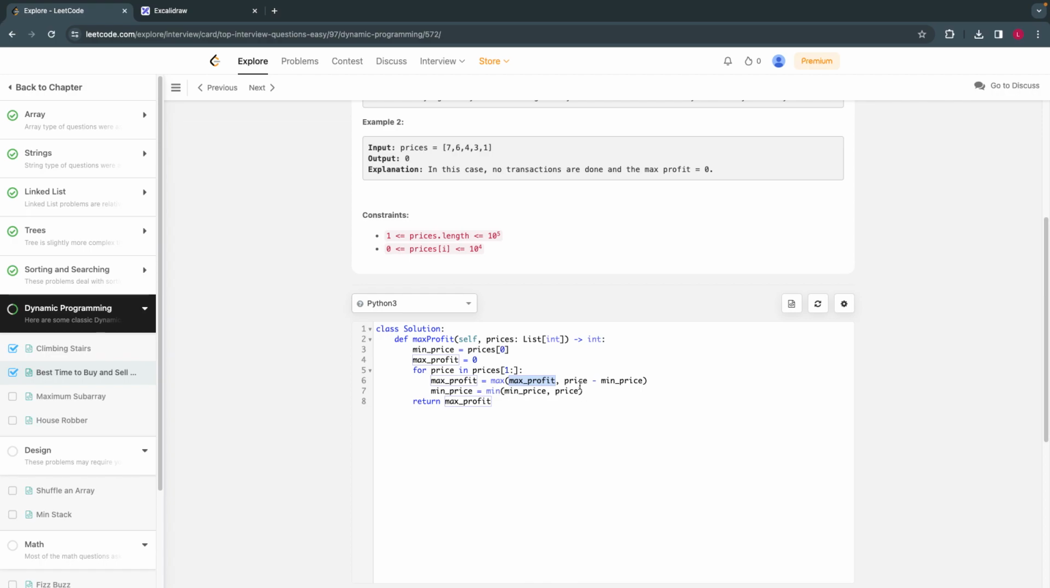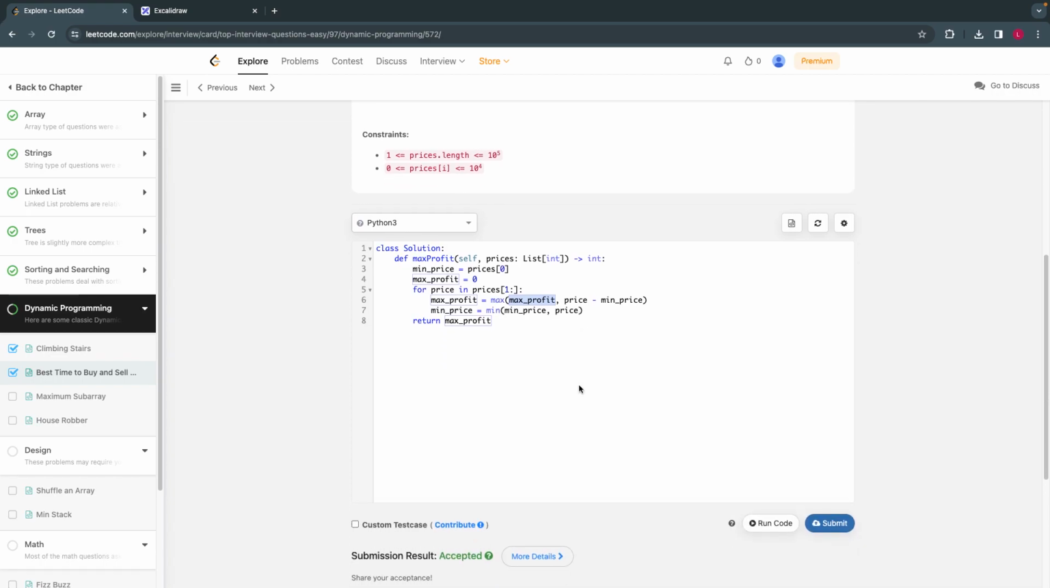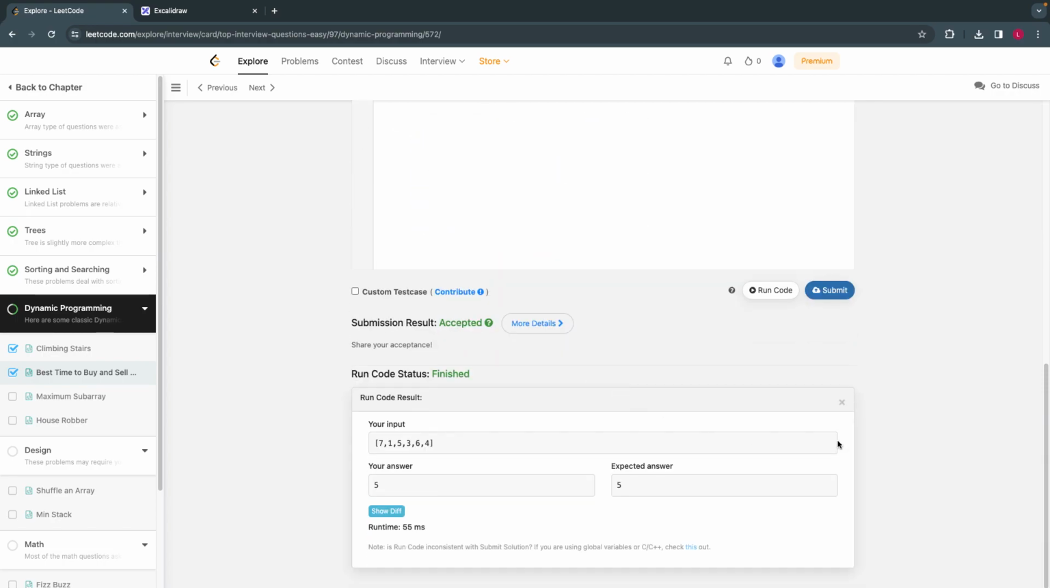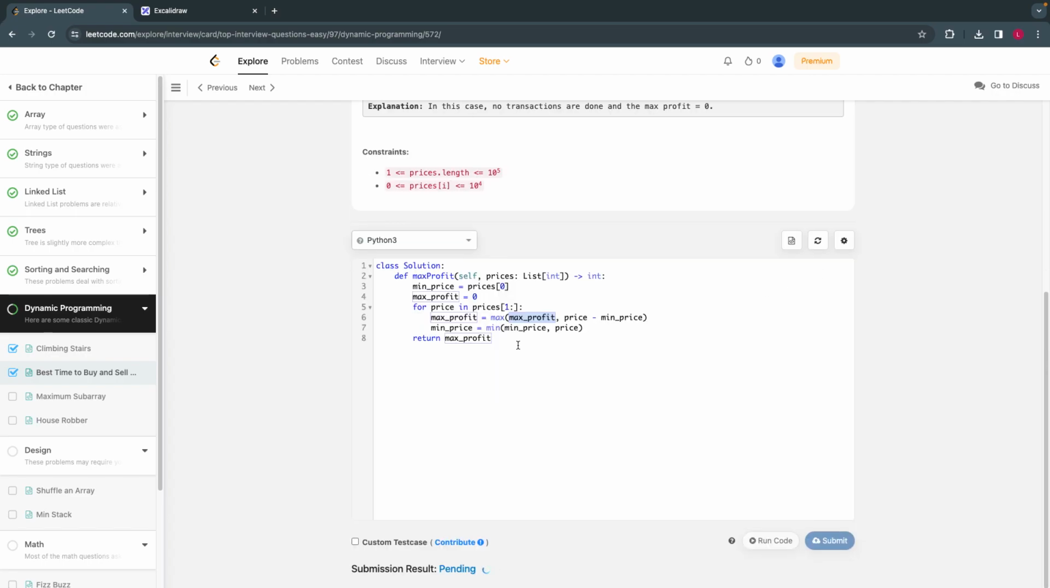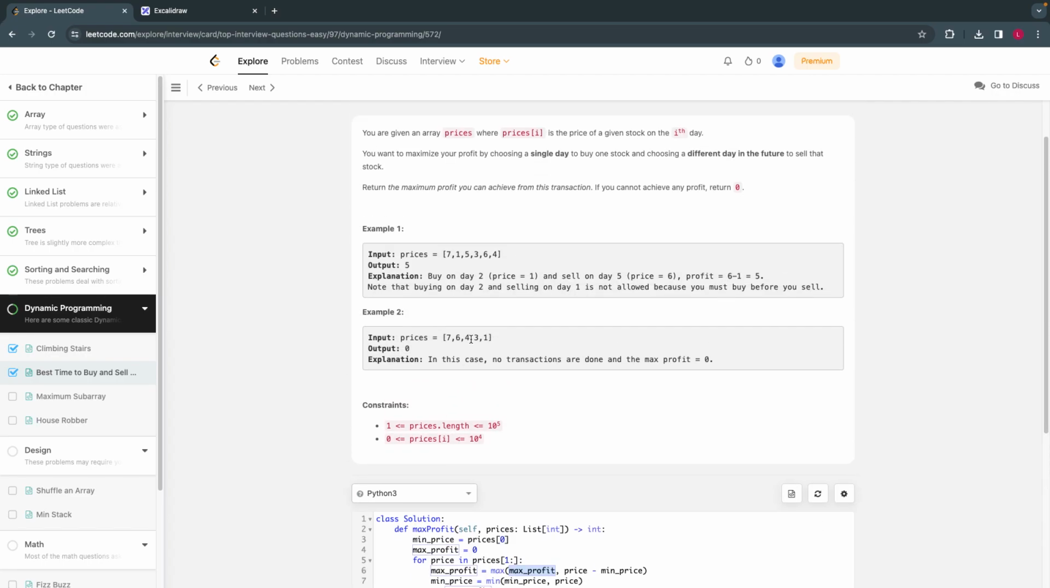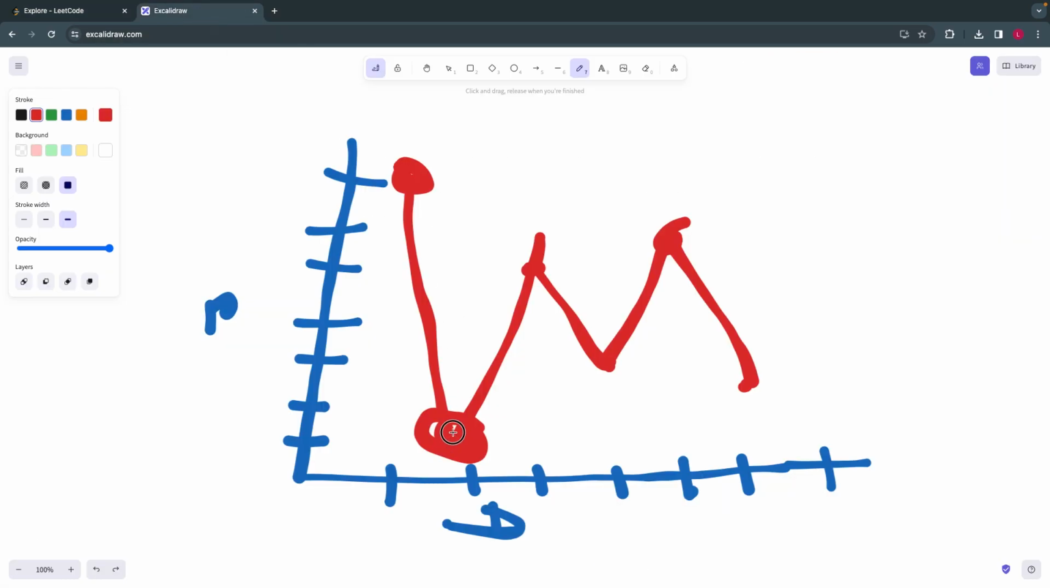Similarly, with the minimum values also you do the same thing. If the current value is less than any previous element which is the minimum, you replace. If not, you continue with the previous minimum. That's how you do it. It's an easy problem, but if you visualize this, at this stage we have to buy, and at this stage we have to sell to get the maximum profit.